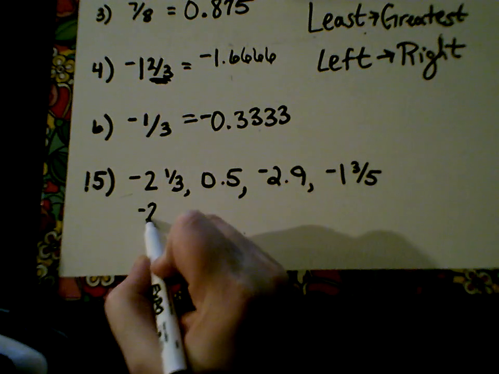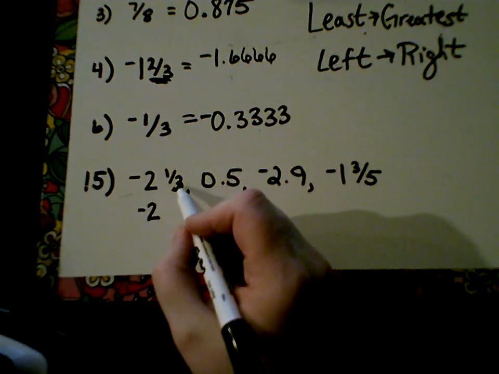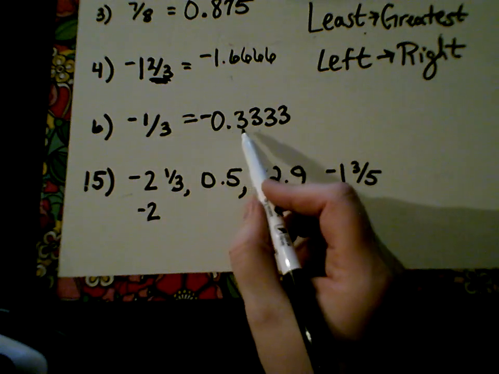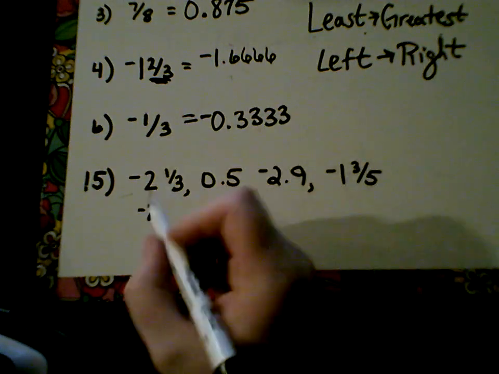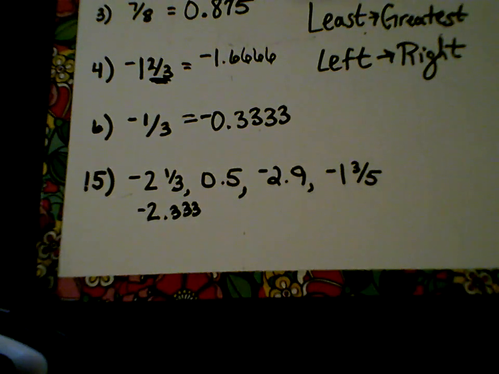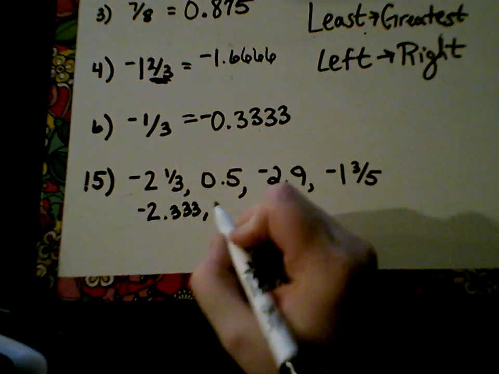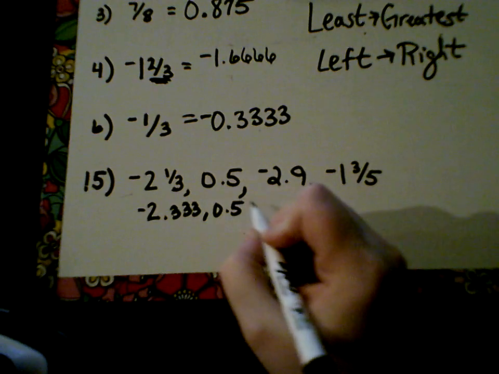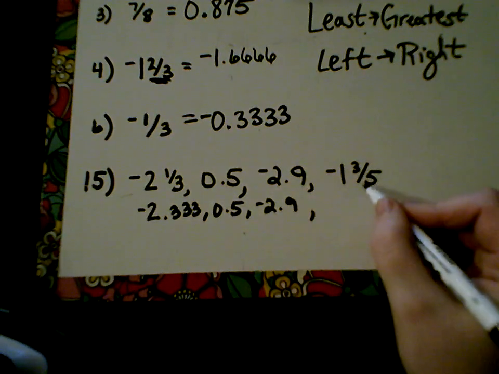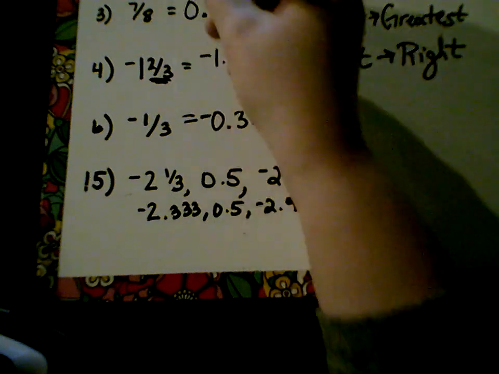-2 is going to stay. 1/3 we've already taken care of. 1 divided by 3 is 0.33333333. So I can just add that onto the -2, and I have my answer. I don't have to worry about the second number. I don't have to worry about the third number. Now the last one we haven't done.